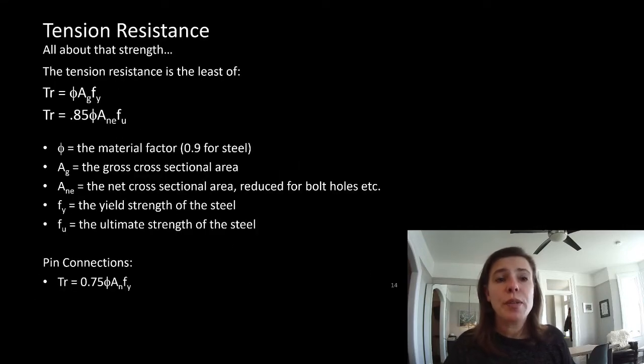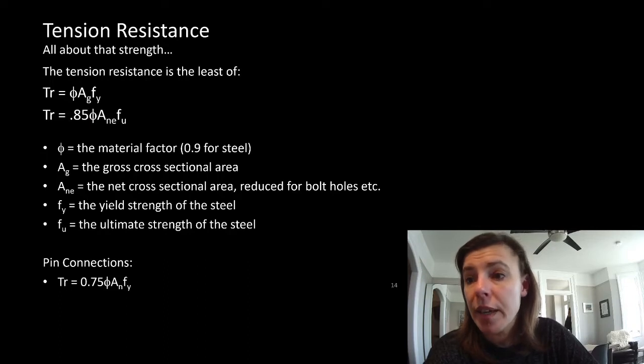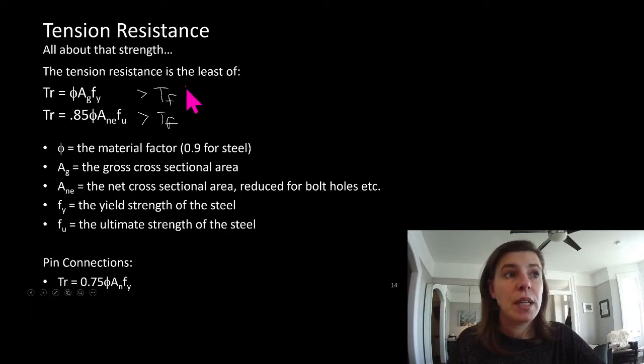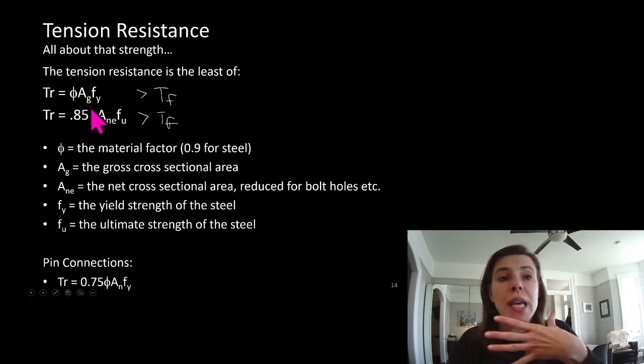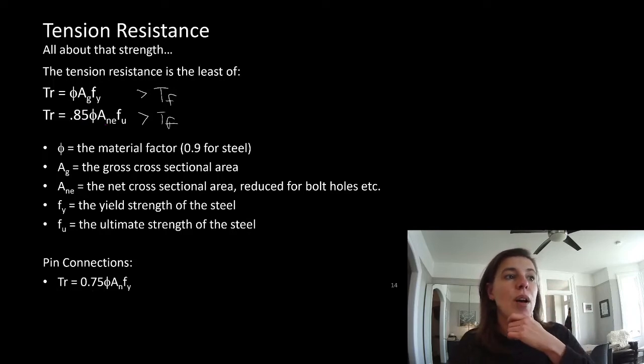And we don't know just by looking at it which one governs. Remember, both of these have to be greater than the load on it. So both of those things have to be true. So whichever one of these is lower is going to be our upper bound, or the limit of load that we can put on this object.